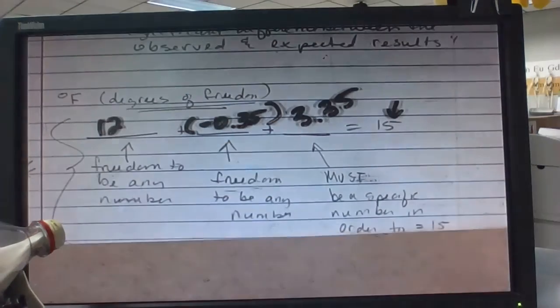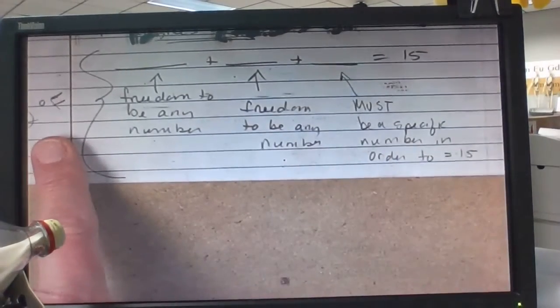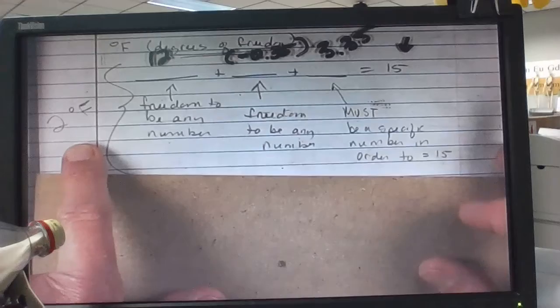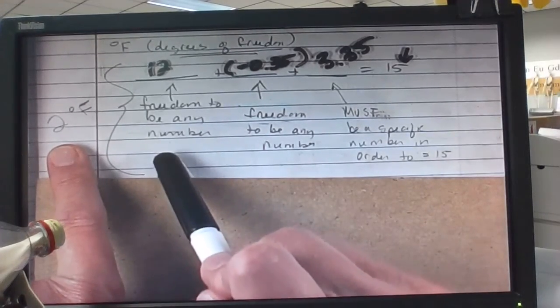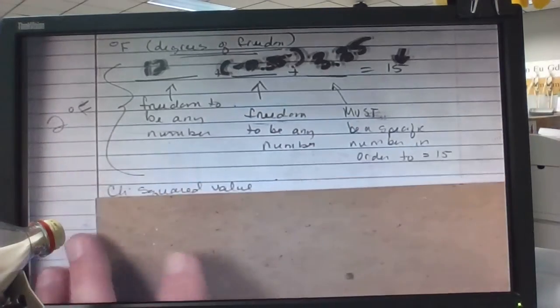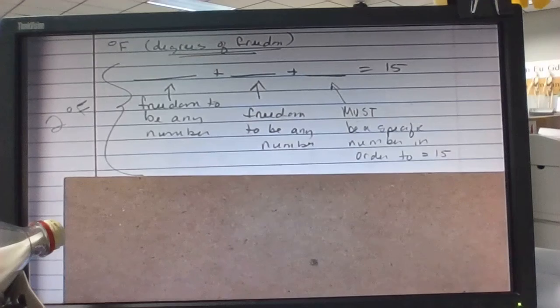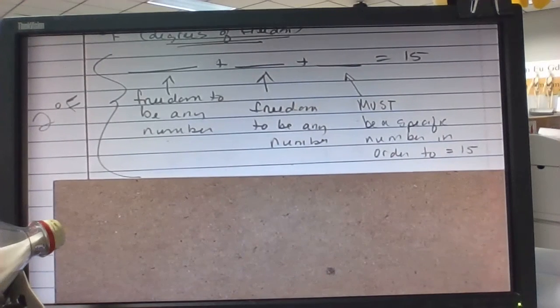All right, so I have 2 degrees of freedom because this I have the freedom to be any number. This I have the freedom to be any number, but this must be a specific number in order for it to equal 15. You need to understand what degrees of freedom are. I can't tell you what notes to take. I'm explaining to you how we get degrees of freedom and what that means.